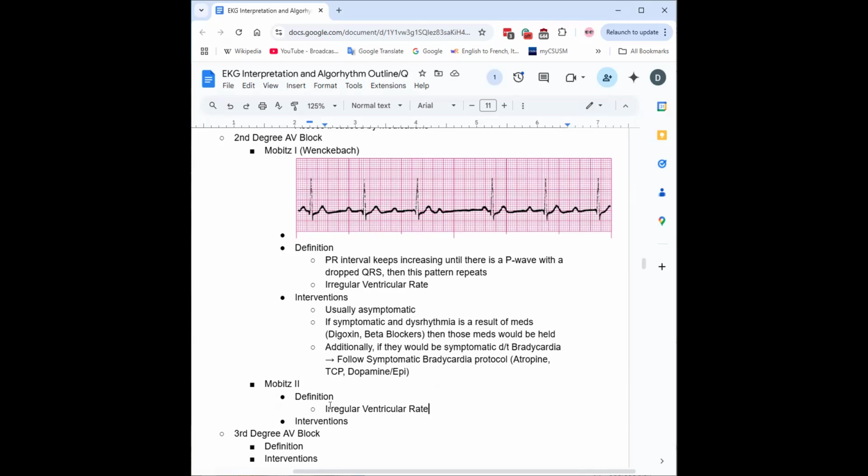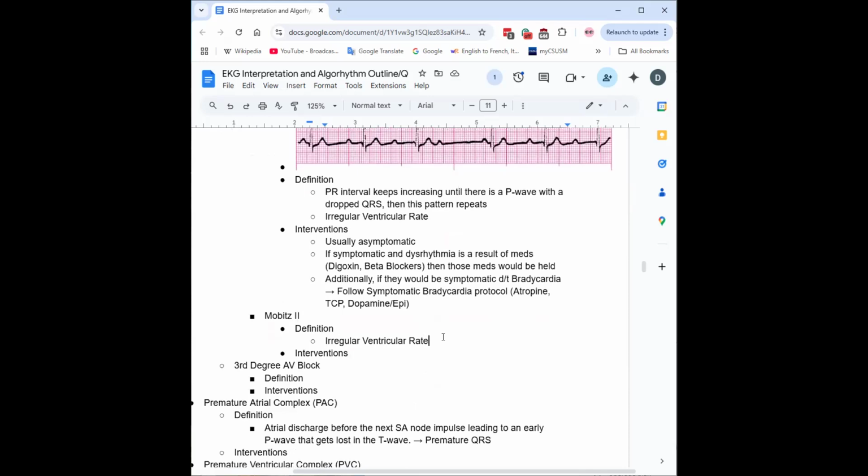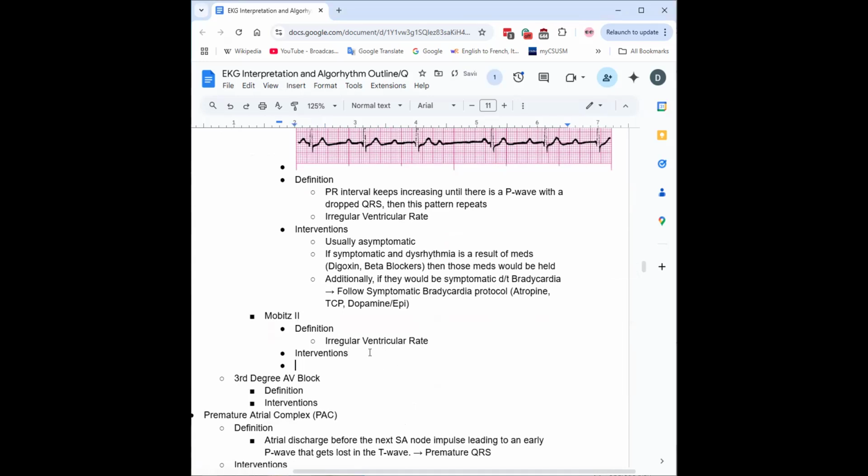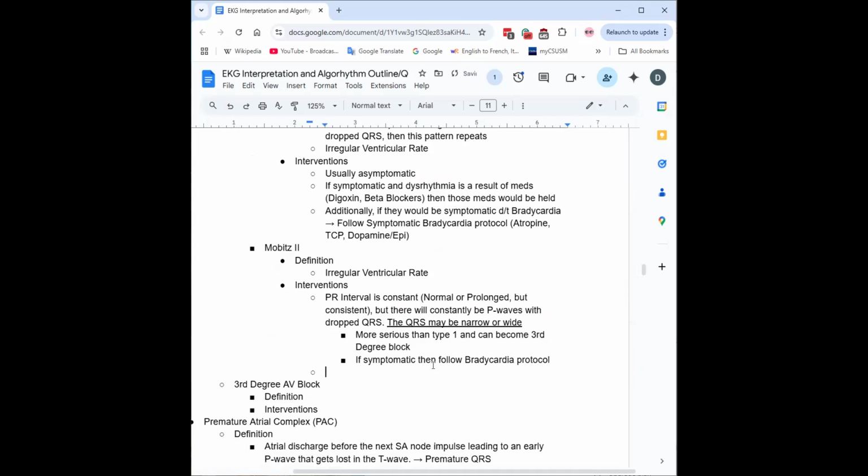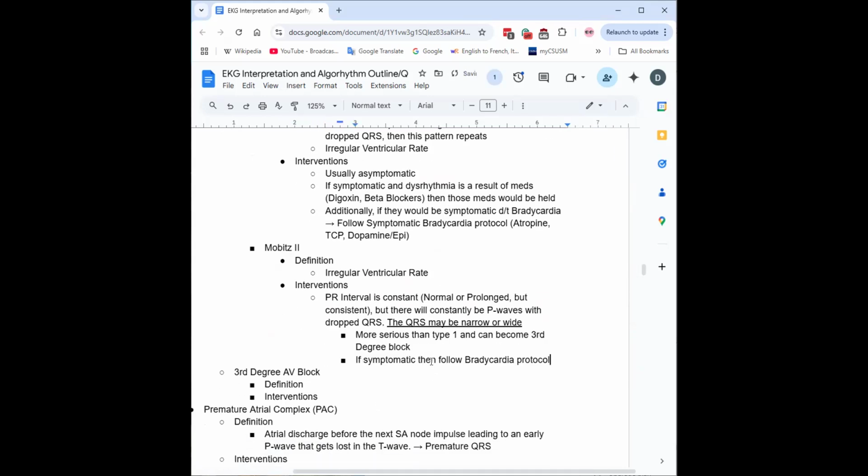What about the PR interval? Tell me about the PR interval. It will be consistent, either consistently normal or consistently prolonged, but you do have those constant QRS drops. It follows the same idea here. If it's symptomatic, follow the bradycardia protocol. It's more serious than type 1, and it can become a third degree block. The QRS could be narrow or it could be wide as well.